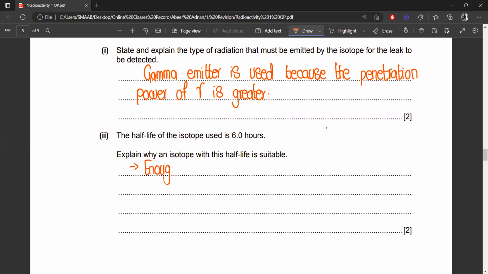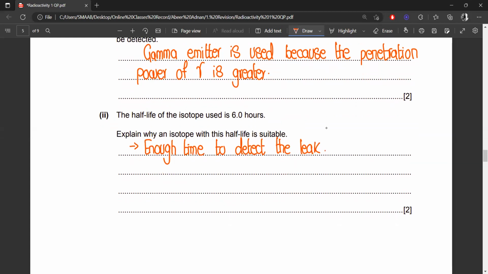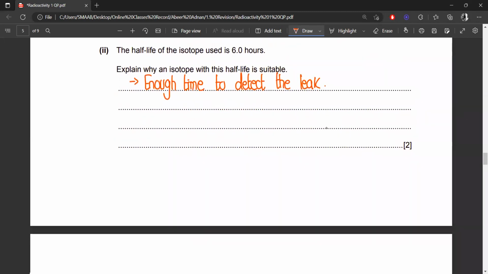starting in to detect the leak, right? Yes. And if we are using a half-life of very short time, it will disappear very quickly.